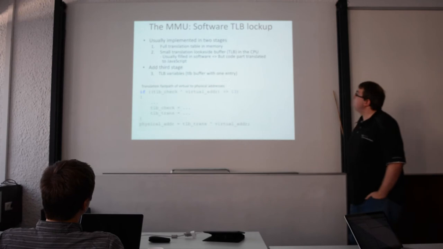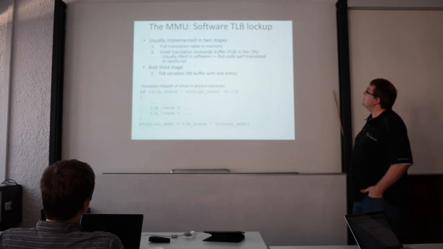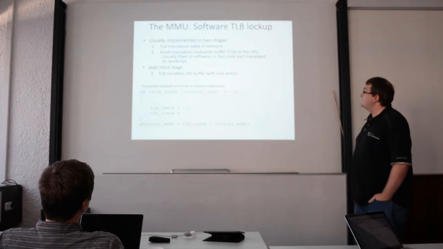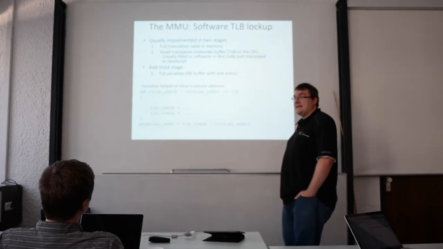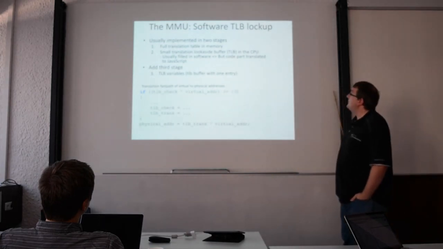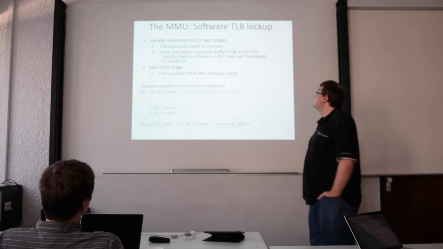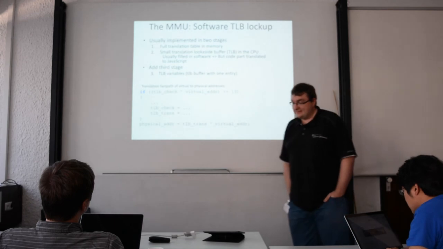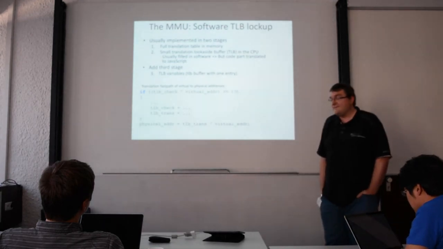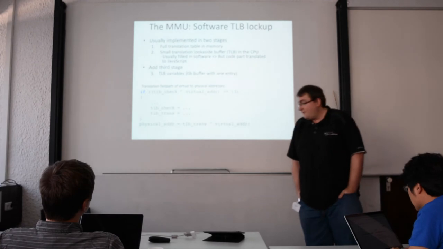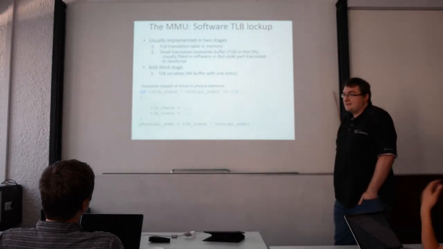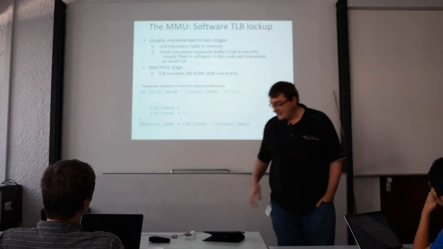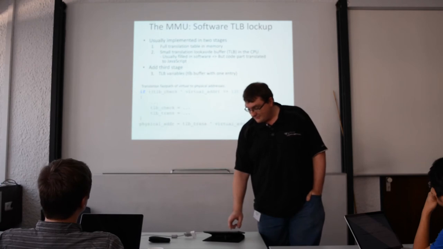Additionally, the MMU is usually implemented in two stages, in OpenRISC but also on other architectures. Normally you have in RAM a full translation table provided by the operating system, and then you have a smaller one directly in the CPU, the TLB, which is in this case filled in software. But this is executed so often that I took this code and wrote it in JavaScript instead, to have a hardware TLB refill. This definitely gives me a performance boost.